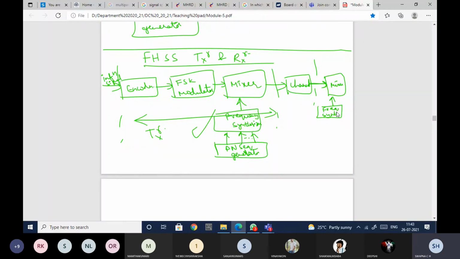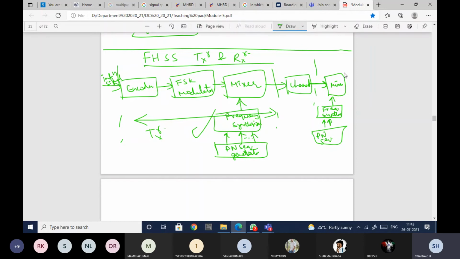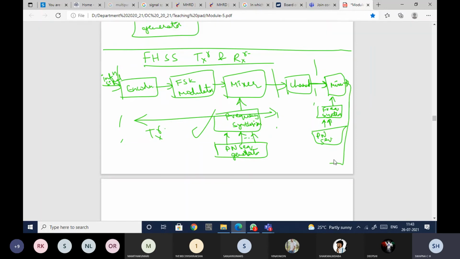Here it is the PN sequence. From the PN sequence, then what do I need to do? I need to demodulate it. So from here, I'll give it to the FSK demodulator. From that, I'll give it to the decoder.